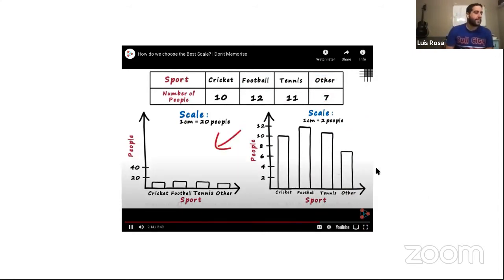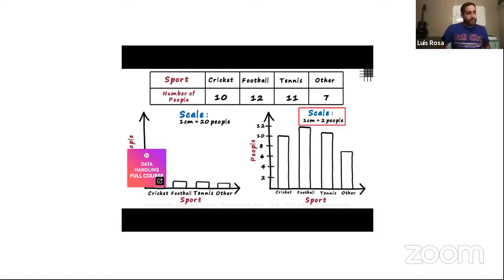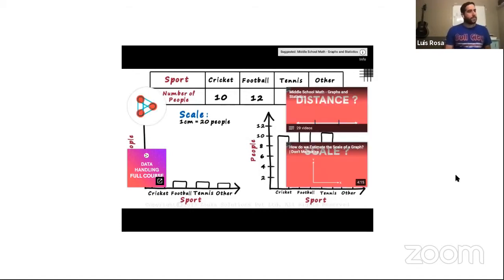The first one does not give us a clear picture for comparison. A casual look at the first graph would tell us that all 4 sports are liked by pretty much the same number of people. We cannot see the difference at all. But the second graph gives us a very clear picture that football is the most liked sport. It tells us that choosing the right scale is extremely important while drawing bar graphs. Else there's a chance that the graphs may not make sense.